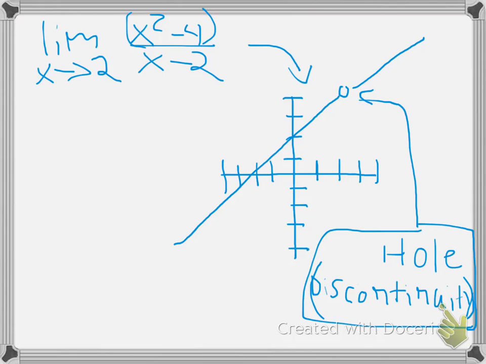Continuing with this problem, the limit of x squared minus 4 over x minus 2 as x goes to 2 is graphed by the graph right here. As you can see, there is a hole or discontinuity at x equals 2, y equals 4. And this is because if you put in x equals 2 for this equation, you will get an undefined answer.